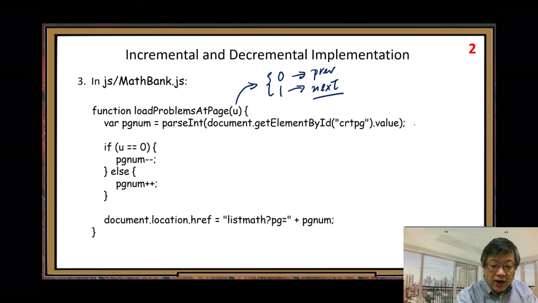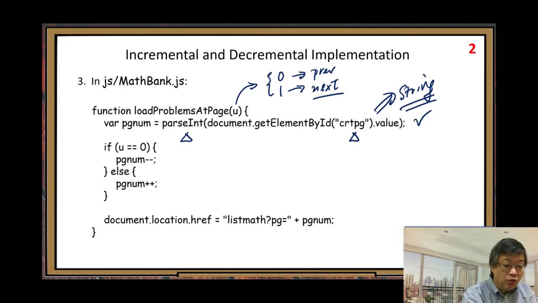So here, first, this line we retrieve from that hidden field. The ID is this one, we do get value. Then we parse int. Remember, that value, after we retrieve it, is a string value. By default, any value is in string format. So before we do the incremental, decremental operations, we need to convert it to integer. After integer conversion, we can do decremental, incremental operations. So we get the current page number.